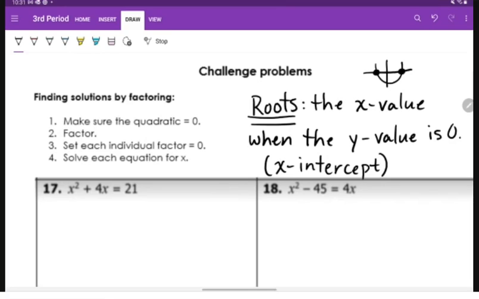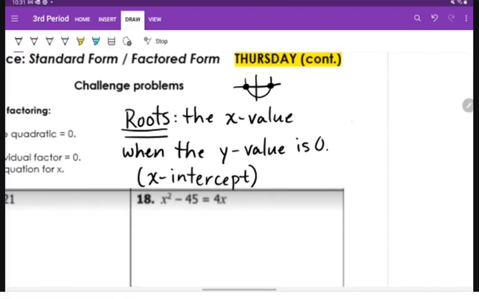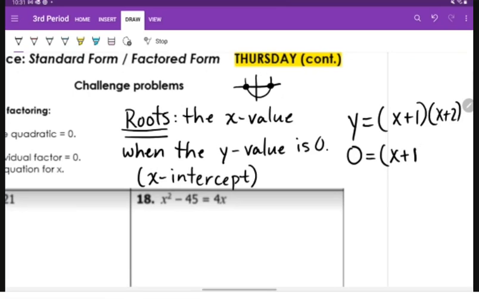So in order to solve a quadratic equation, you have to put 0 in for y. So you would have like y equals x plus 1 times x plus 2. You would have to put a 0 in for y and solve for x, and that's how you find your roots. That's the process we would have to use. So this is necessary. You have to have a 0 on one side to solve.